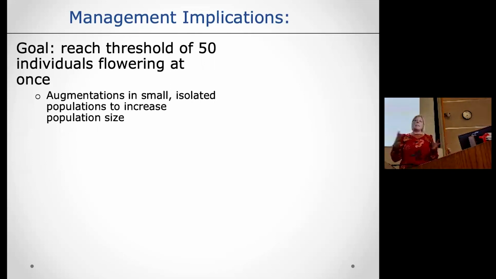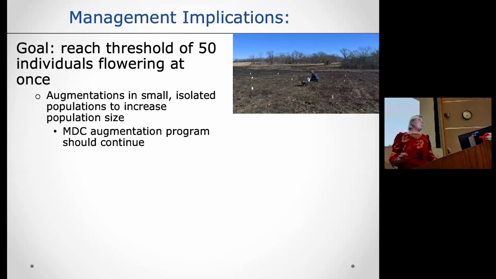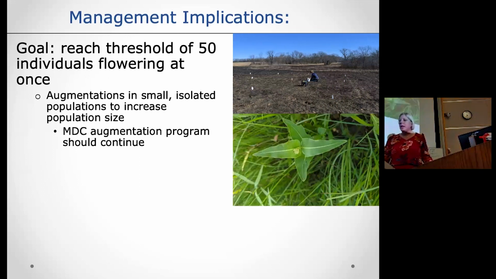So we can do augmentations of the population. And it's interesting because the whole reason why we did this study is because we wanted to know if this augmentation program by the Missouri Department of Conservation was the right step. And it turns out, they didn't have the right underlying reasons, but they were actually doing the right thing. But they didn't know that really the goal was to get 50 flowering individuals. So now we have a better target, a more clear target. And actually, we've actually started doing this.